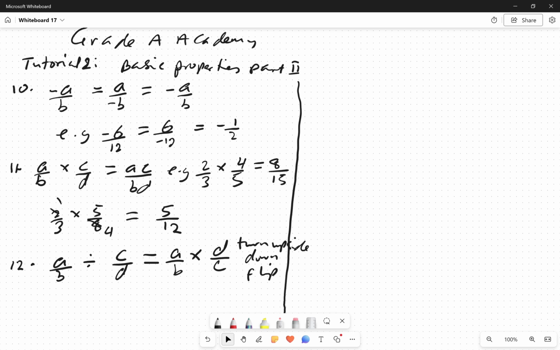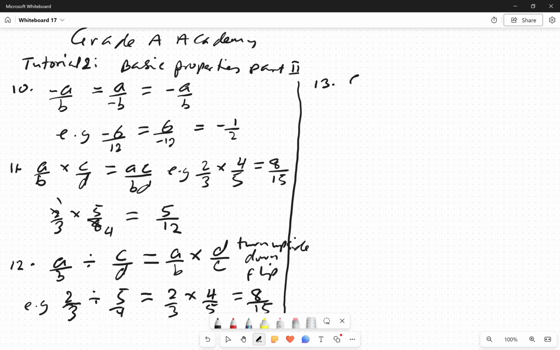So for example, if we have 2 over 3 divided by 5 over 4, that is going to give us 2 over 3 times 4 over 5. You flip the right hand side and check to see if you can simplify. We cannot simplify, so the tops go together, and you have 8, and the downs go together, and we have 15.